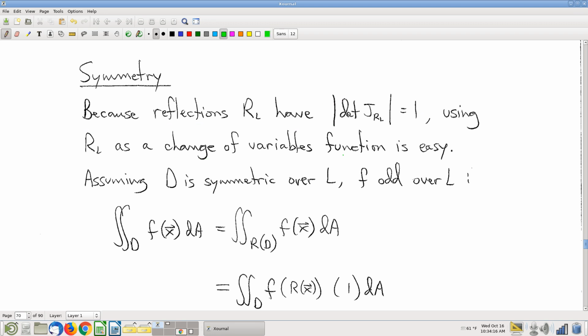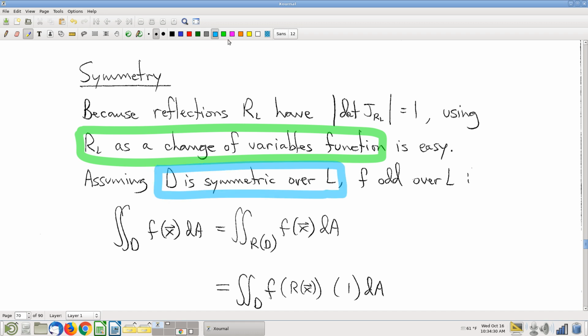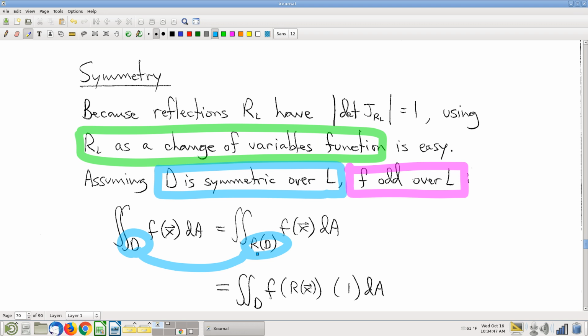So let's consider then this case of, suppose I have a change of variables, a reflection as a change of variables function. Suppose my domain is symmetric. Suppose my function has odd symmetry. And let's think about an integral. We're looking at a 2-dimensional case here, and let's just start messing with it and see what happens. Well, first thing I want to do is observe that because the domain is symmetric, the domain is its own reflection. It's kind of what symmetry is, right? Nothing deep there.